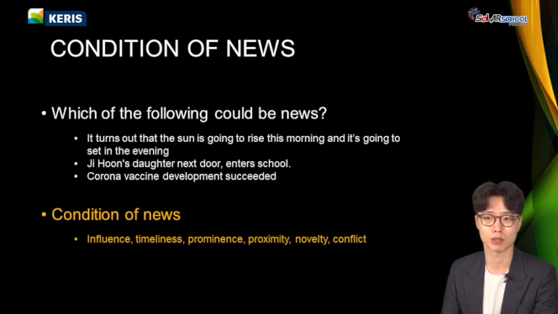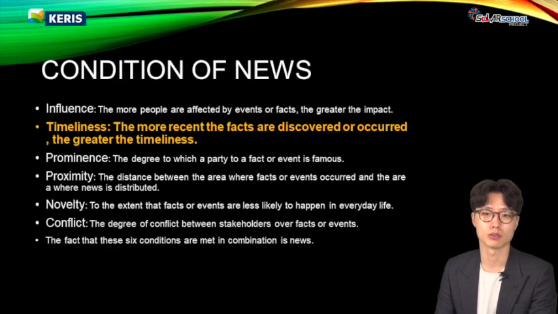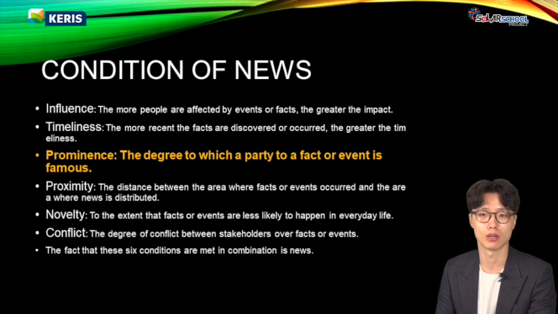That's influence, timeliness, prominence, proximity, novelty, conflict. Let's take a closer look at these 6 conditions. First of all, influence means how many people are affected by events or facts. Highly influential facts can be news. Next, timeliness means whether a fact that is discovered or occurred is close to the present.